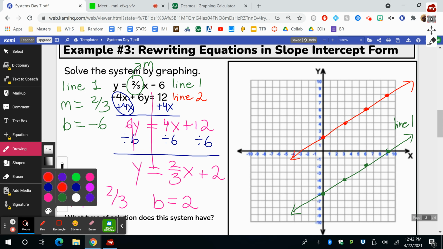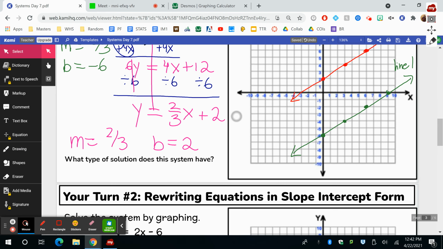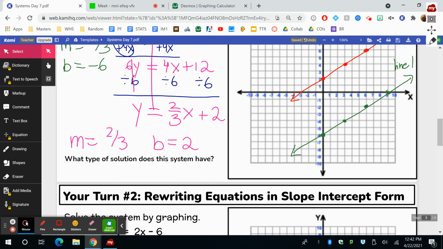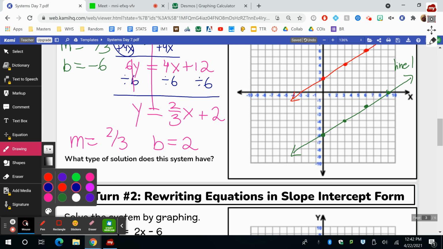Okay, so there's my second line. Now, let's answer the question. What type of solution does this system have? Well, since they're not touching and they're never going to touch, it has no solution.